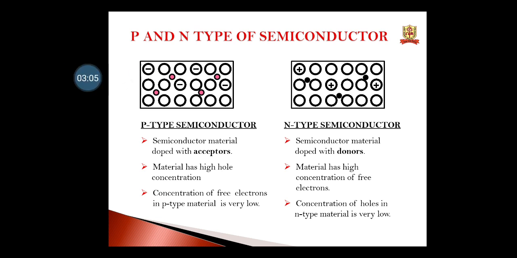So finally we can understand that there are two types of extrinsic semiconductors, p type and n type. P type has a large number of holes and very few electrons, and n type has a large number of electrons and very few holes. So these are the two types of extrinsic semiconductors.